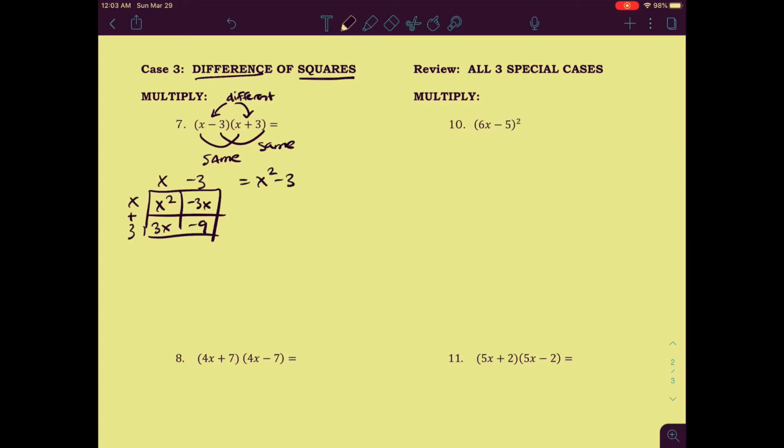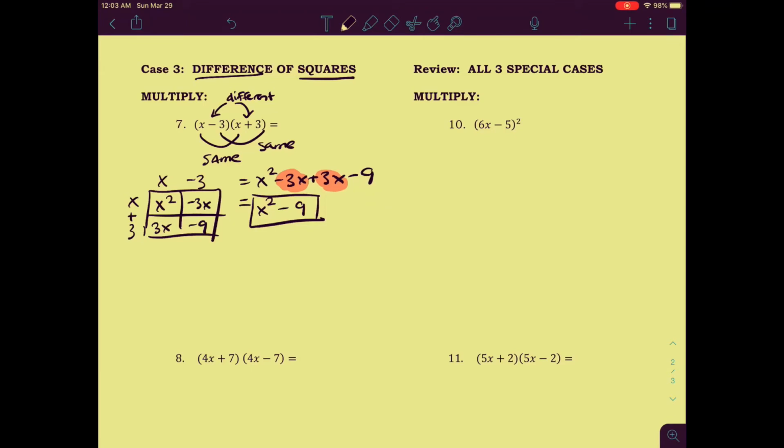From here, I'm going to carefully write down all the terms inside my Punnett Square, and then we're going to combine like terms. So x squared stays the same. Here I have negative 3x plus 3x, which by the way just becomes 0x or just 0. And I'm left with minus 9. This is my final answer.